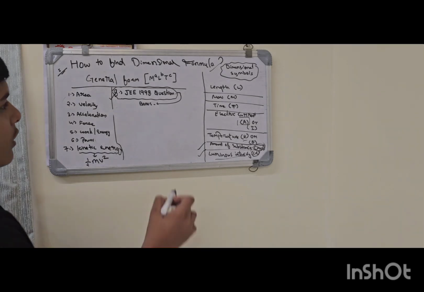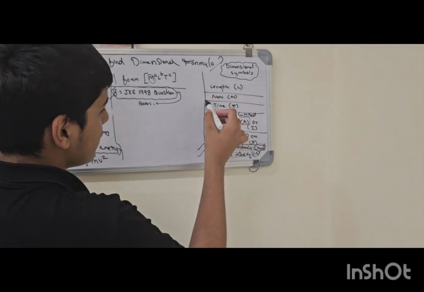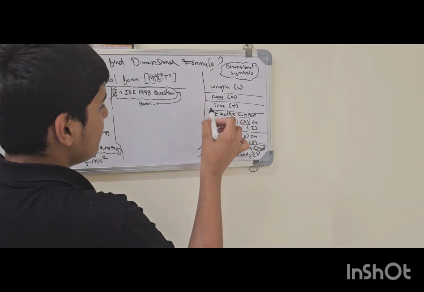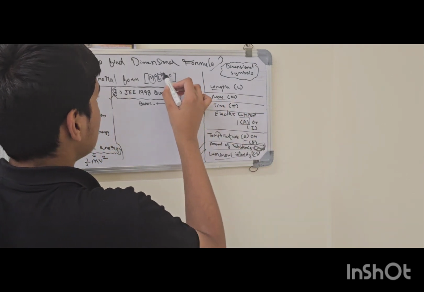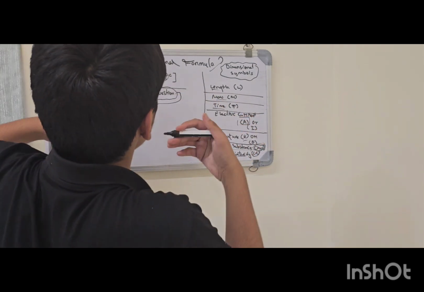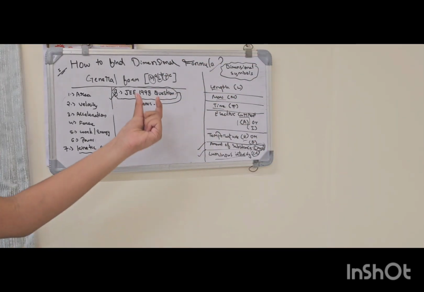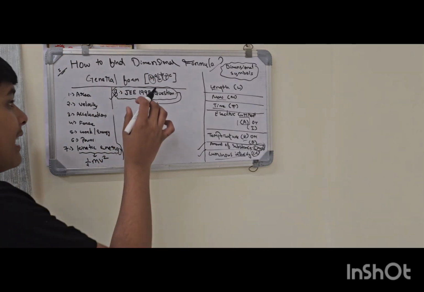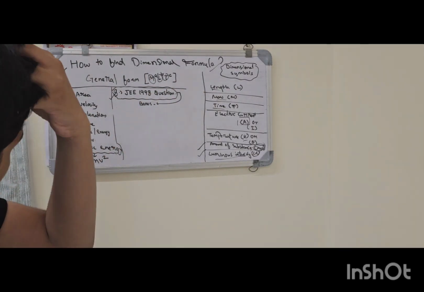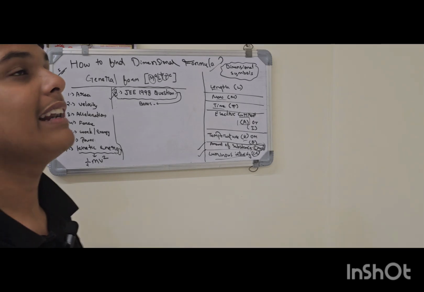The general form is this: M stands for mass, L stands for length, and T stands for time. Whenever we want to find a dimensional formula, we need to know these three things: mass, length and time. So for different kinds of quantities we can find the dimensional formula.